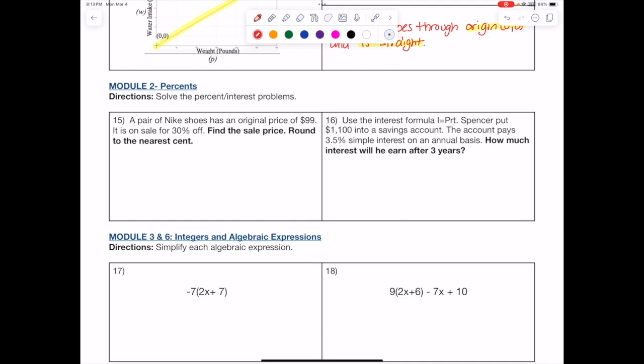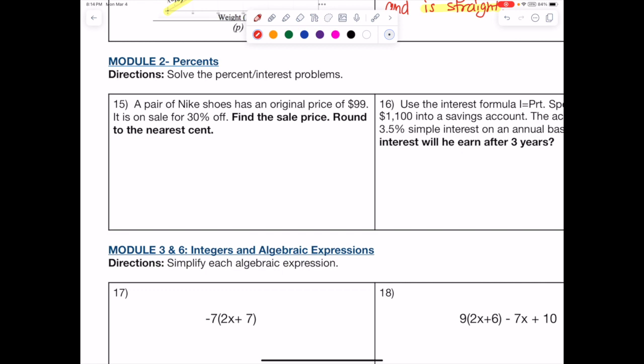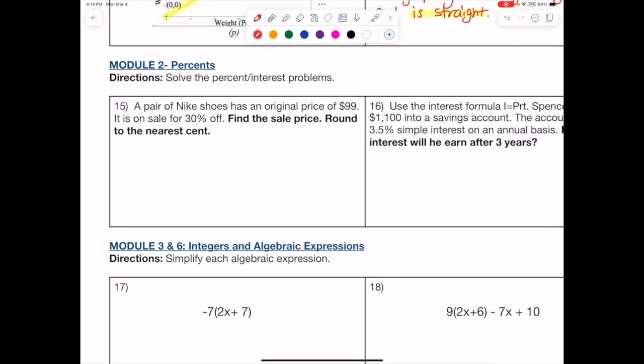All right, let's head to module 2, which is percents. It says solve the percent and interest problems. A pair of Nike shoes has an original price of $99. That's important to know. That's the original. It's now on sale for 30% off. Tell me what the sale price is and round to the nearest cent.